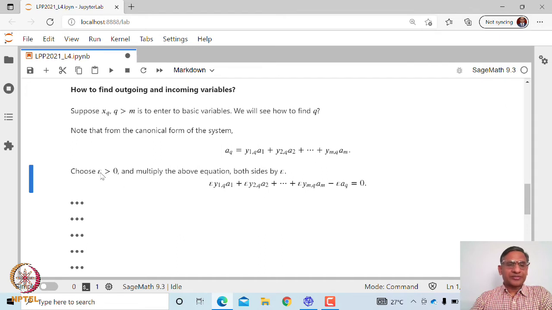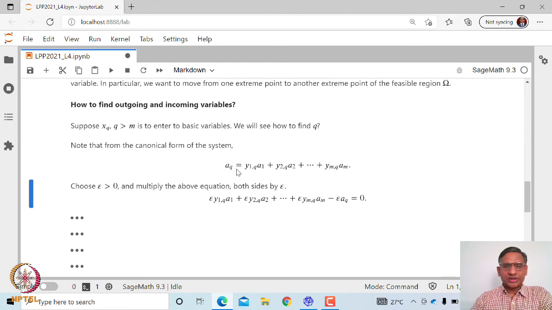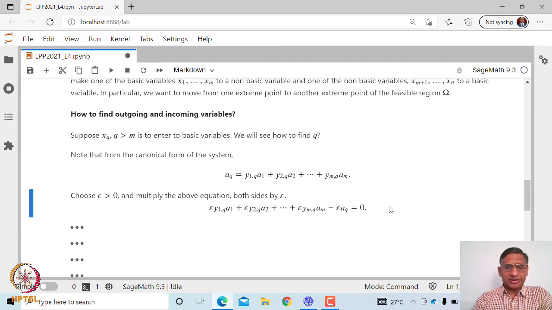Now let us take some epsilon which is positive and multiply this second equation by epsilon, and then what do we get? Let us bring this aq to the right hand side and write everything on the left hand side equal to 0. So the equation is epsilon times y1q a1 plus y2q times epsilon a2 plus dot dot dot epsilon times ymq am minus epsilon times aq is equal to 0. Now this is the equation you have. We will see a little later how we decide this epsilon.